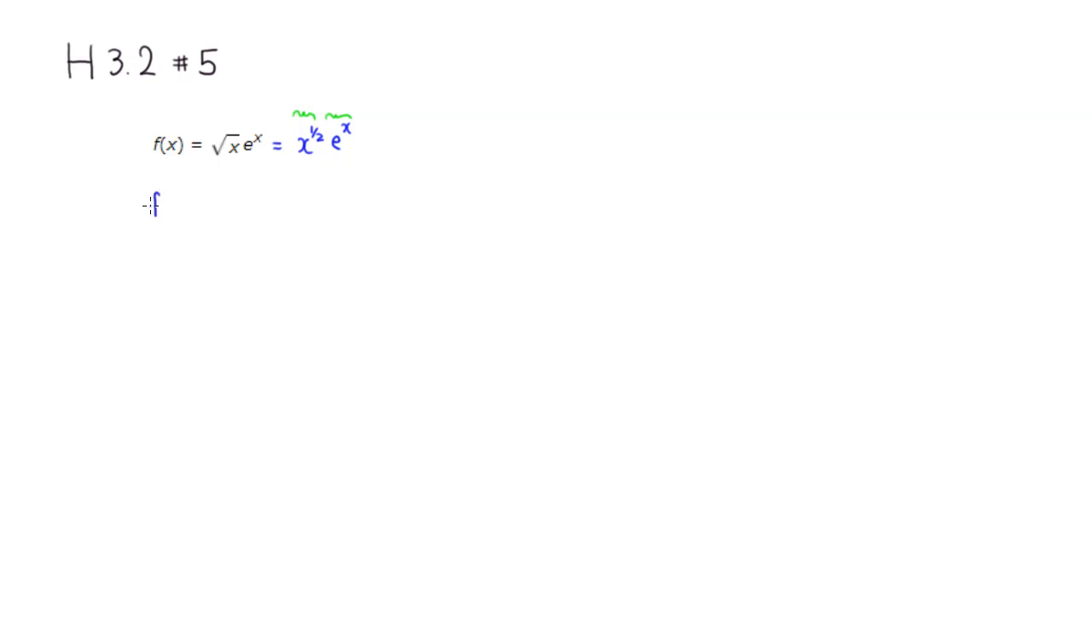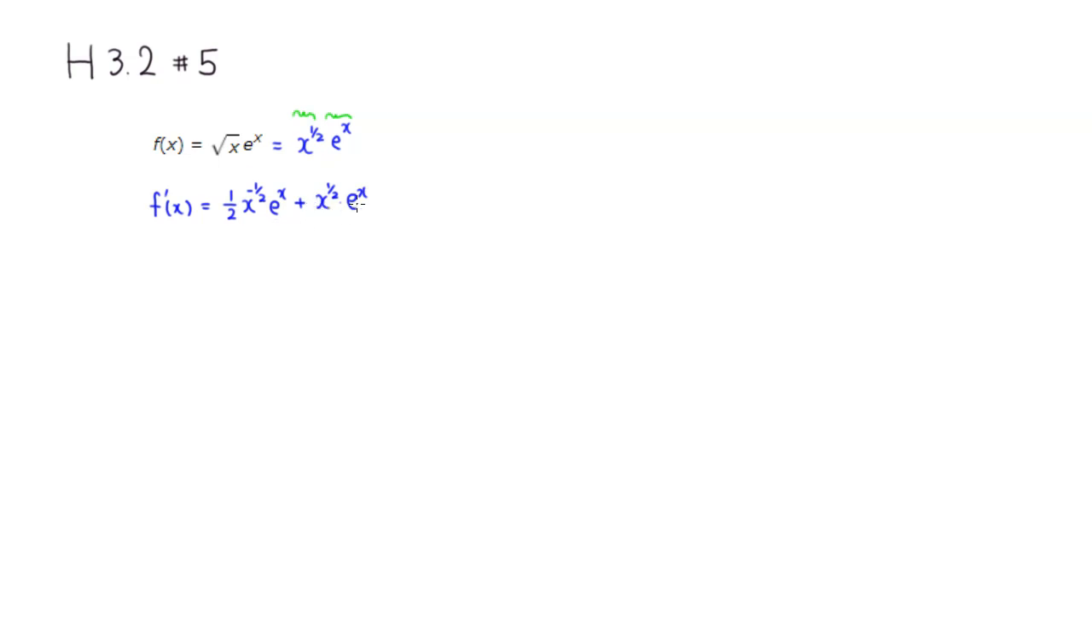f prime of x is equal to the derivative of the first guy: put 1/2 in front of x, and then subtract 1 from the power, so you have a negative 1/2, times the second, e to the x, plus the first guy, x to the 1/2 power, multiplied by the derivative of e to the x, which is e to the x again.